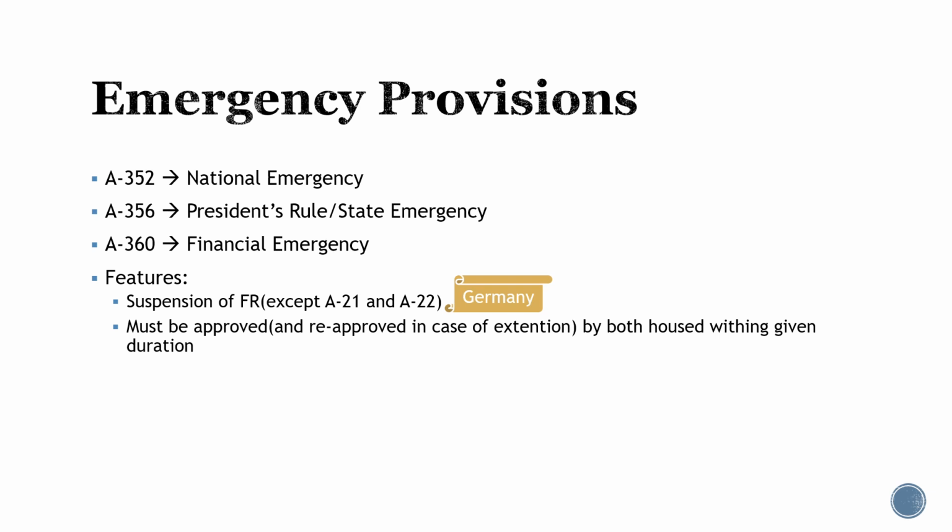Then let's look at the articles associated with the emergency. We have 352, 356, and 360. So you remember 352 and just keep adding 4 to it, and you get 356 and 360. So Article 352 talks about the national emergency. Article 356 talks about the president's rule, which is also called the state emergency. And Article 360 is financial emergency. Yeah, so that is it.